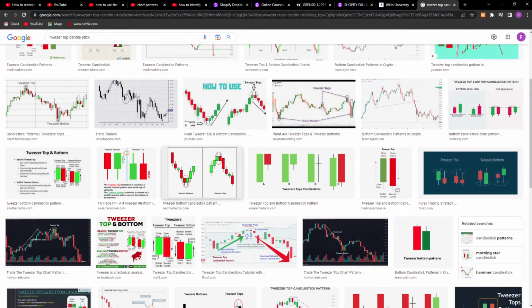Price must always, look at this. Look at this one somewhere around here. So there's a tweezer top and there's a tweezer bottom. Whenever you identify a tweezer bottom, price is going to skyrocket to the upside. Whenever you identify a tweezer top, price is going to drop. Now let's go back to my chart.